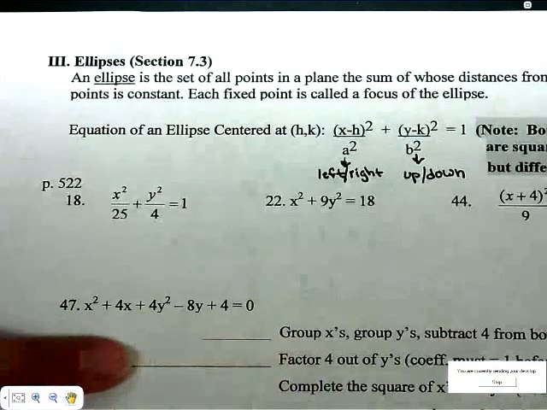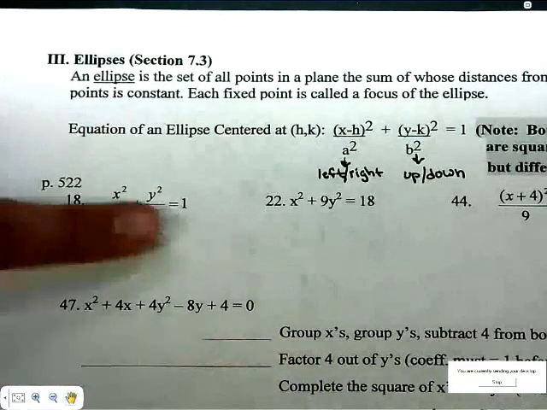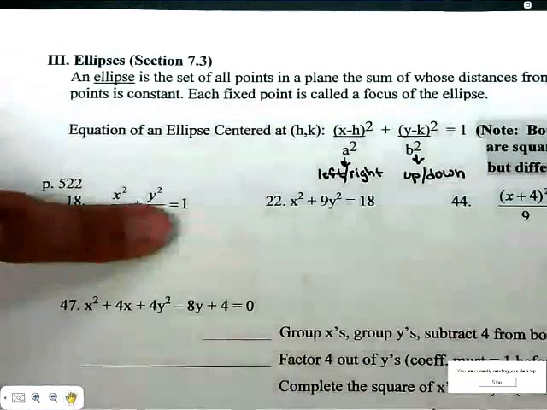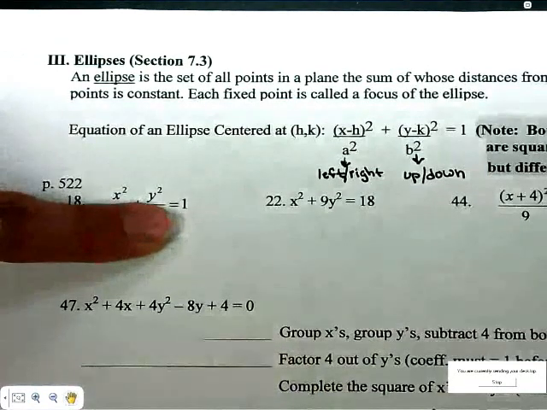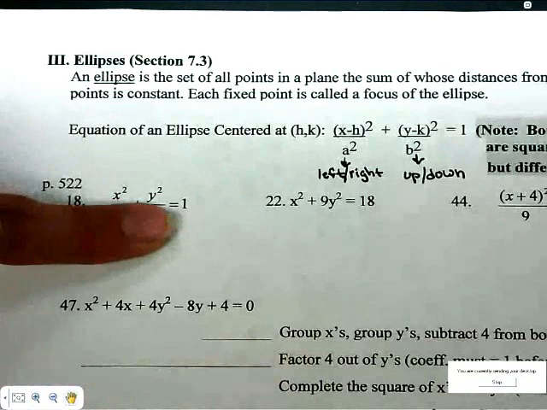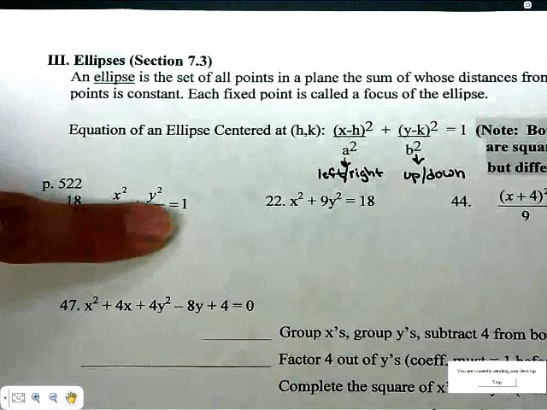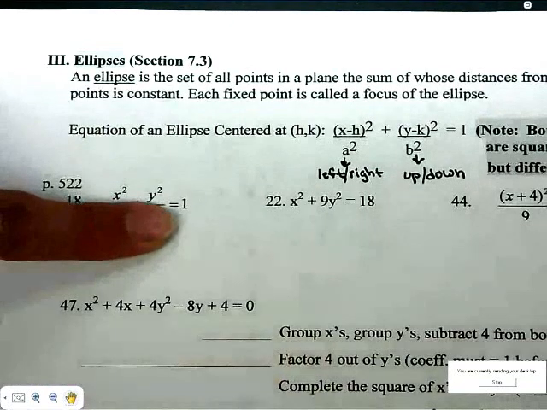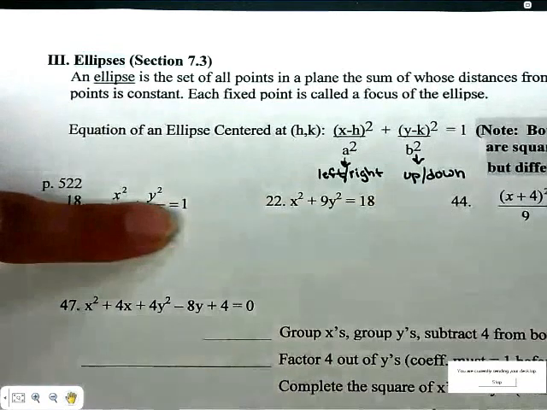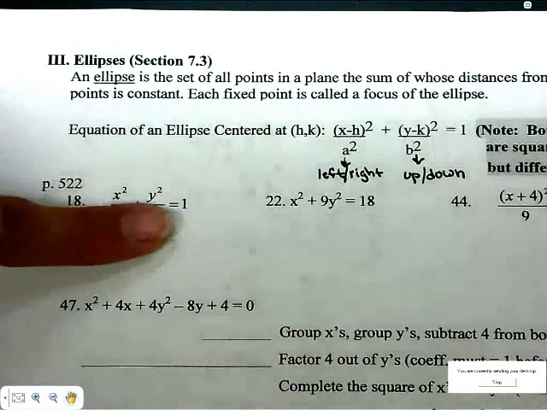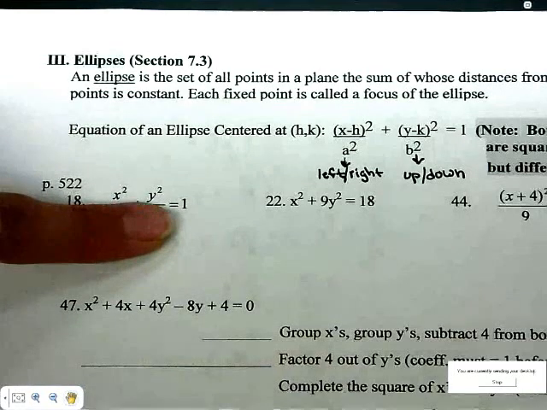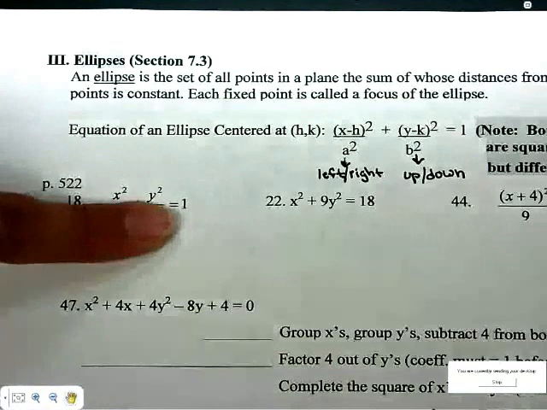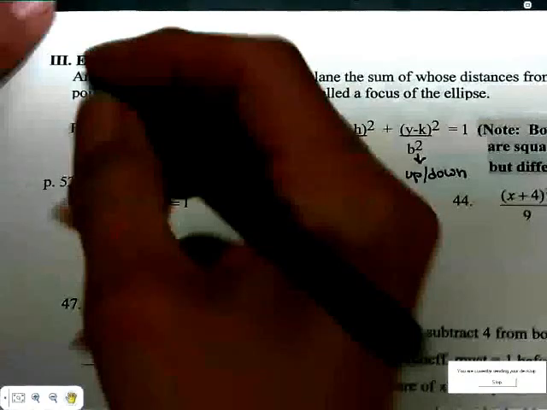So it's an ellipse. If I just covered up that 25 and 4, you would say this is a circle with center what? 0, 0, because you don't have that guy in parentheses with the x and the y that would indicate a horizontal or vertical shift. So if I covered up the denominators, you'd say that's a circle with center 0, 0 and radius 1. Well, the center is still 0, 0.